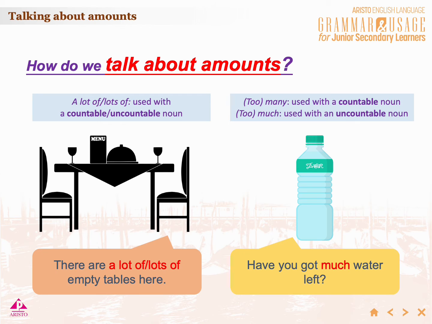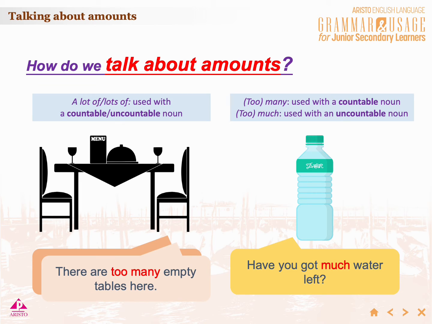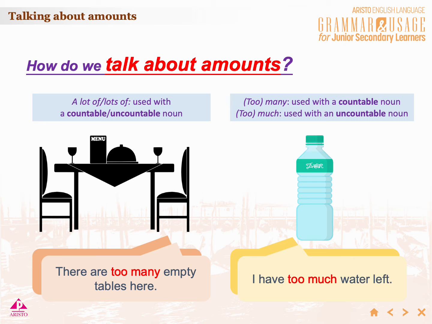We can also use these words to talk about quantities that are larger than what we need. For example, there are too many empty tables here. This means there are more empty tables than the speaker needs. For uncountable nouns, this would look like, I have too much water left.